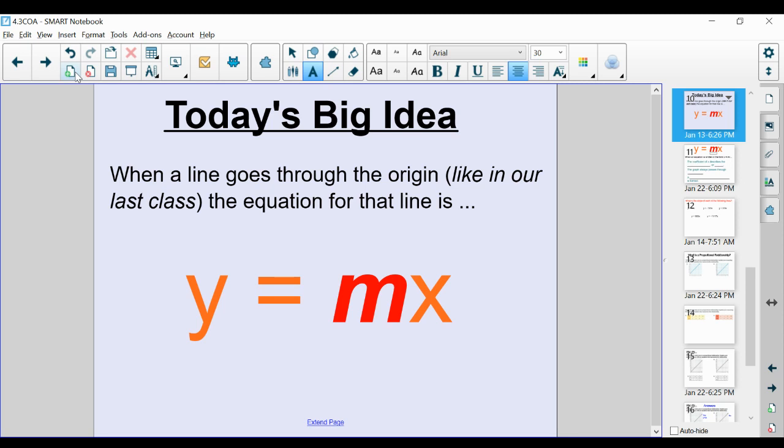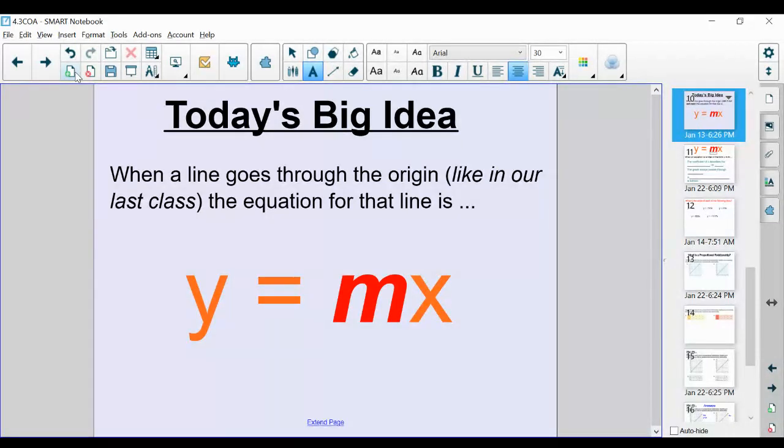Last time in class, we talked about how to identify proportional relationships on a graph and through a table. We talked about direct variation, which is the fancy name that we use this year for proportional relationships. We talked about how to identify those direct variation examples on a graph and through a table.